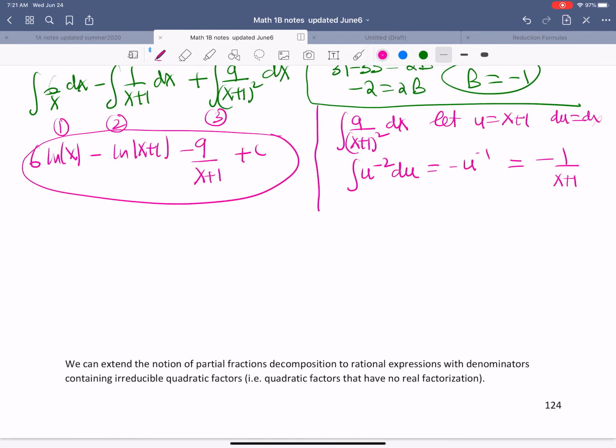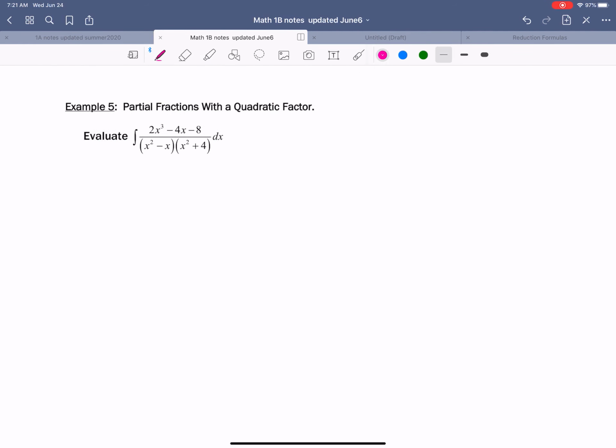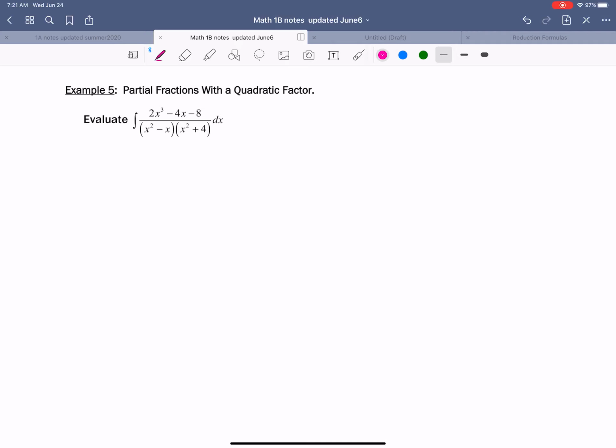Okay, let's see the next example. In this case, looks like I can factor the numerator. So let's go ahead and factor the numerators. But I also have a quadratic factor over here. This one is factorable. So 2x to the third minus 4x minus 8 divided by x times x minus 1 and then x squared plus 4.